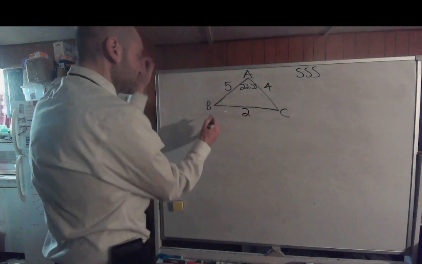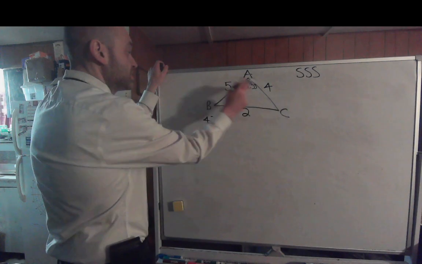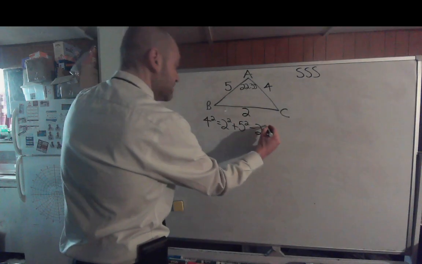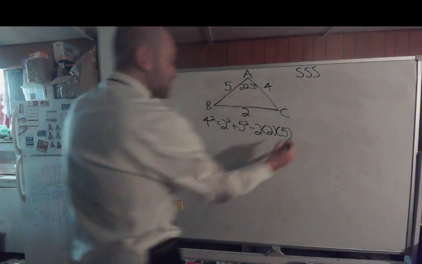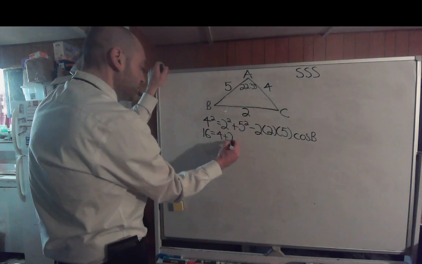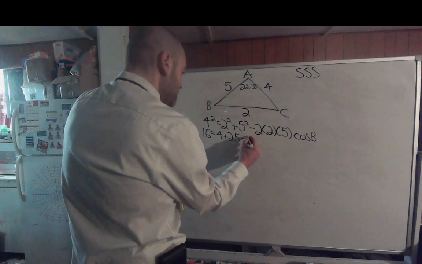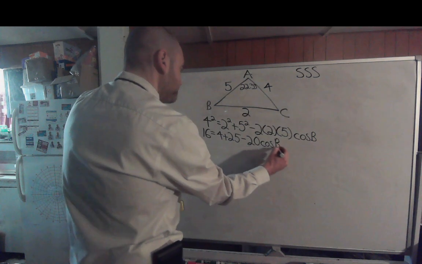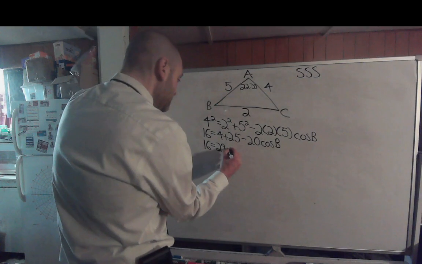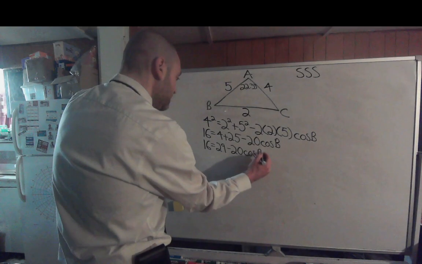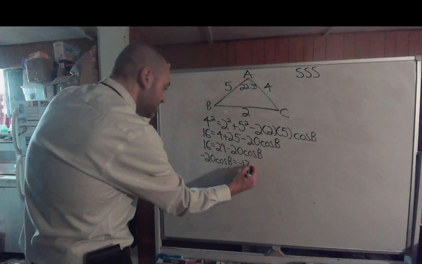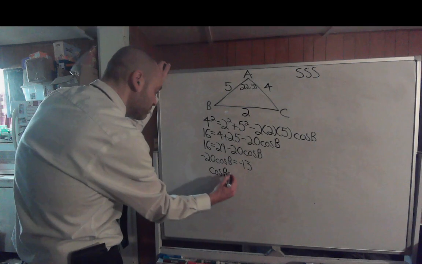So that means we'll take our side B squared, which is 4 squared, equals our A squared, which is 2 squared, plus our C squared, which is 5 squared, minus 2 times that A of 2 times that C of 5 times the cosine of B. So this means 16 is going to equal 4 plus 25 minus 20 times the cosine of B. So that means 16 is going to then equal 29 minus 20 times the cosine of B. So that means negative 20 times the cosine of B equals negative 13. So the cosine of B would equal 13/20ths.